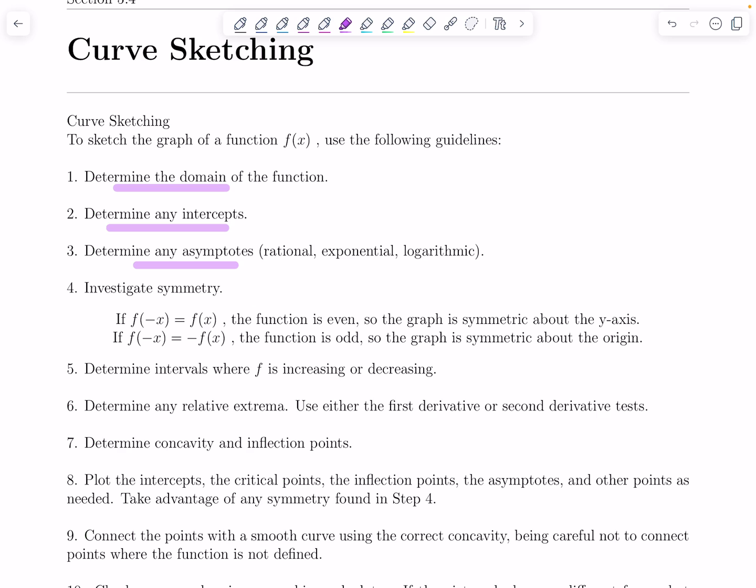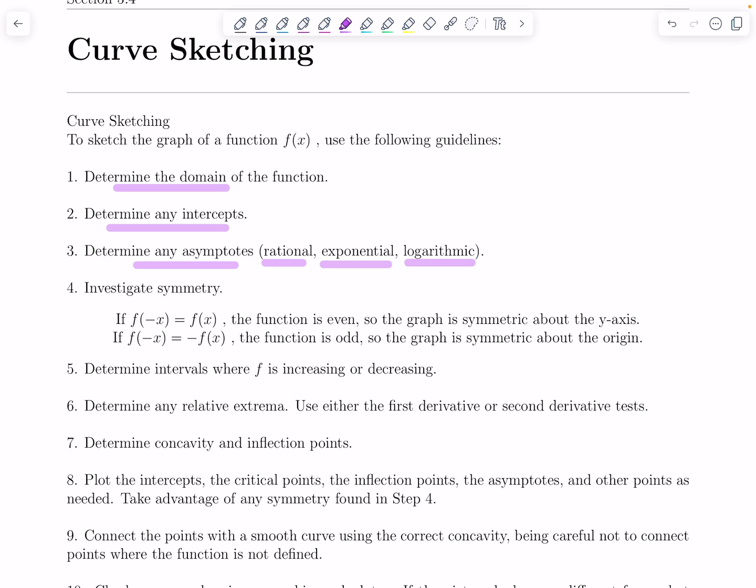So the times when asymptotes will appear are when you have a rational function, with exponential functions, and with logarithmic functions. If you're a pure calculus student, a STEM major, then you also would add trigonometric functions to this list. But for the sake of business calculus, we don't deal with those kinds of functions. The next thing you would want to do is investigate symmetry.